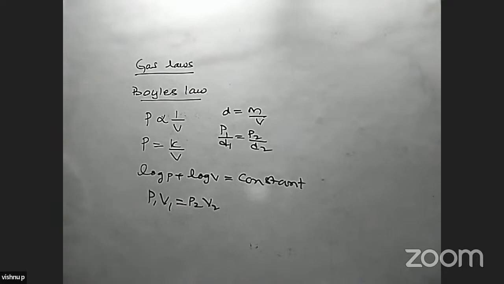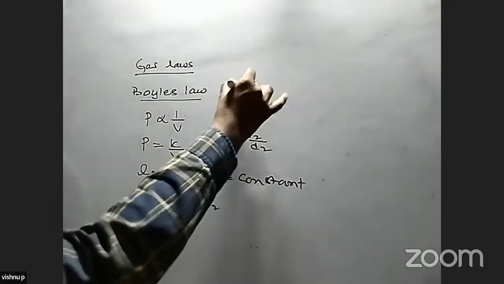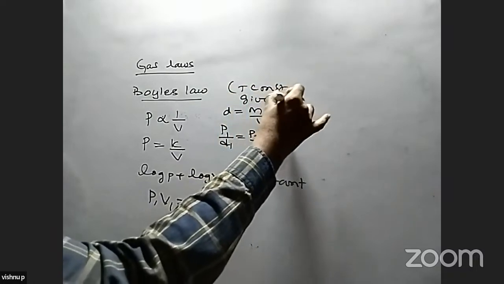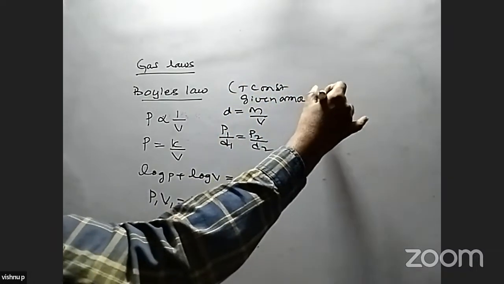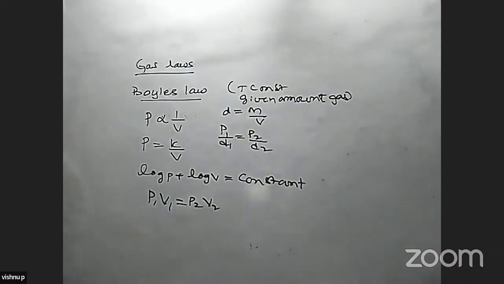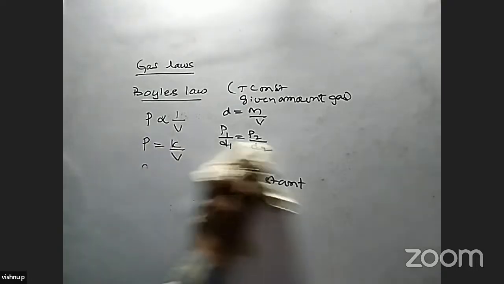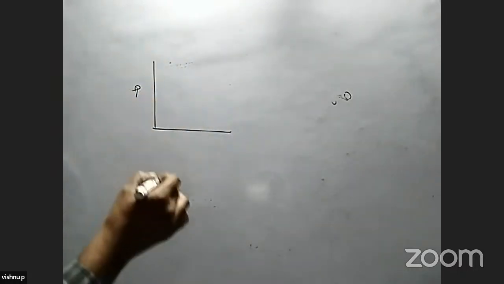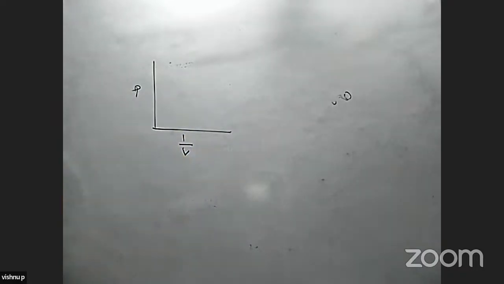Here the temperature is constant for a given amount of gas. Given amount means the mass is also constant. This first gas law gives the relation between pressure and volume. The graphs in the case of Boyle's law are also called isotherms. If we plot pressure against 1 by V, we get a direct relation.